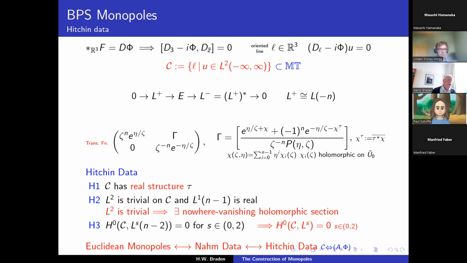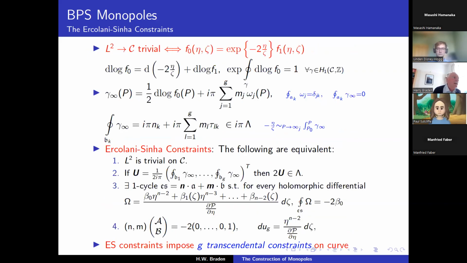So Hitchin's wonderful paper that's now 40 years old told us that we had this equivalence of Euclidean monopoles, Nahm data, and Hitchin data. And what I want to do is to show how from the curve that underlies each of these, we can recover the gauge conditions. But before I do that, I want to just unpack a bit more about that triviality of L2 over C.